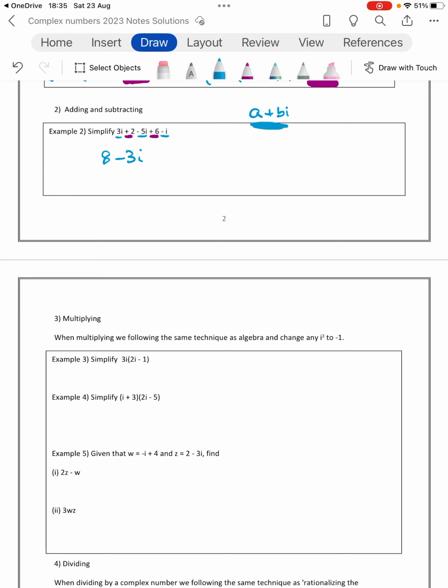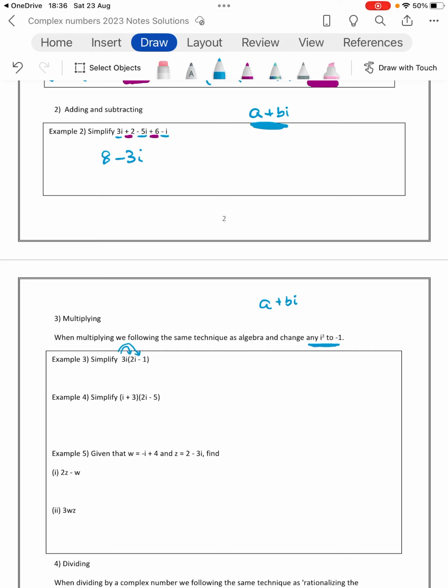Multiplying, exact same thing, but the main thing to remember here is that you need to change any i squared to be a minus 1, any i to the power of 4 to be a 1 or a number, because remember our answers must be in this format here, a plus bi. So we're going to simplify that first one, 3i by 2i, and then 3i by minus 1. So we're going to multiply the first two and then the second two.